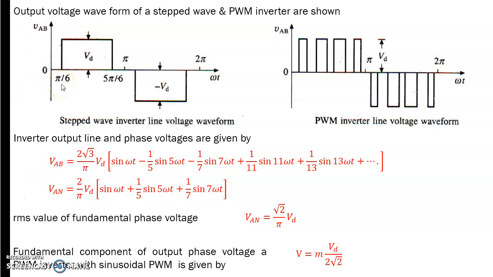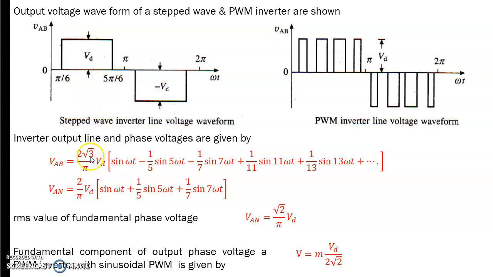Here you can see the output voltage waveform of a stepped wave inverter and a PWM inverter. The first one is the stepped wave inverter line voltage waveform, which is almost equal to a square waveform shape. Here it is the modulated output voltage waveform in case of PWM inverter, and this waveform is closer to the sinusoidal waveform than this one.